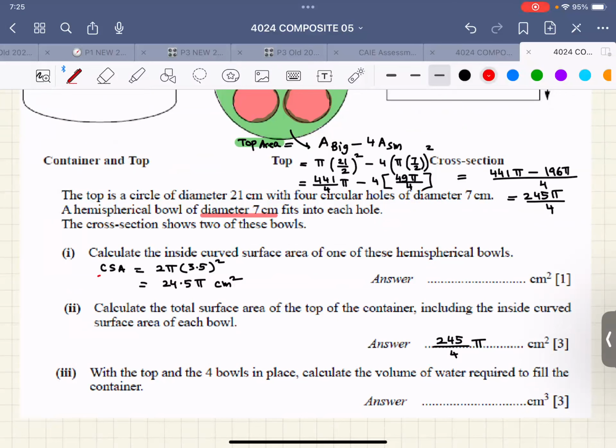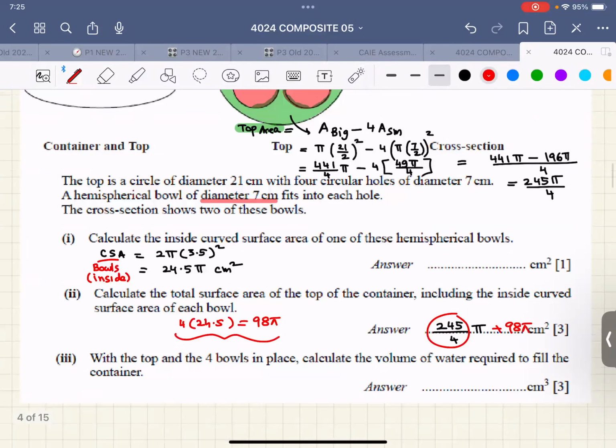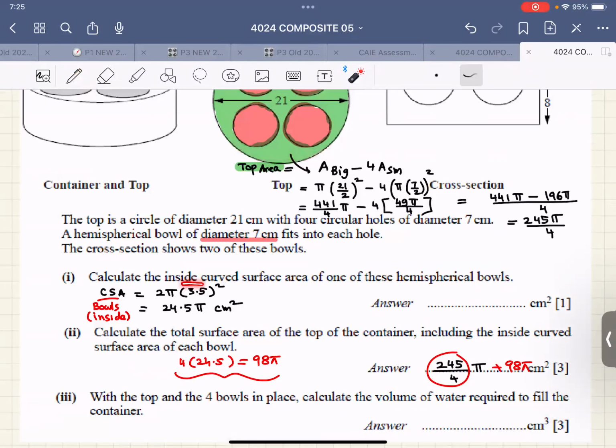Don't forget that there are 4 bowls over there. And this is the inside surface area. So add to it 4 times 24.5. So that is 24.5 into 4. That comes out to be 98 pi. And add this thing to this thing. So therefore, let me add 98 pi over here. That is the total surface area. So basically, this is the green area plus the inside curved surface area of one of these bowls. Since there are 4 bowls over there, we are multiplying it out.